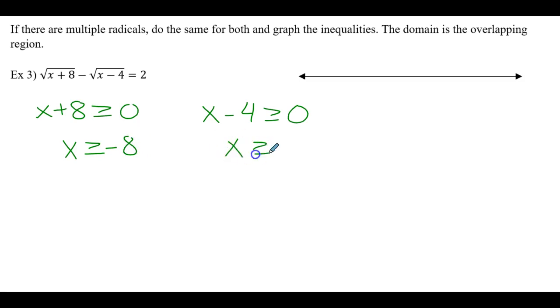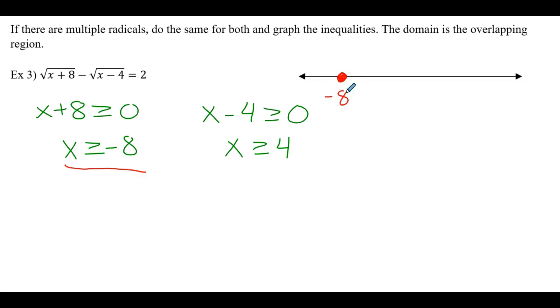Add 4 over, we get x is greater than or equal to 4. Now it says do the same for both, and this is easier to do if you graph them, if we can visualize it real quick. So, greater than or equal to, sorry, negative 8. I'll do this one in red. Greater than or equal to, so closed circle.